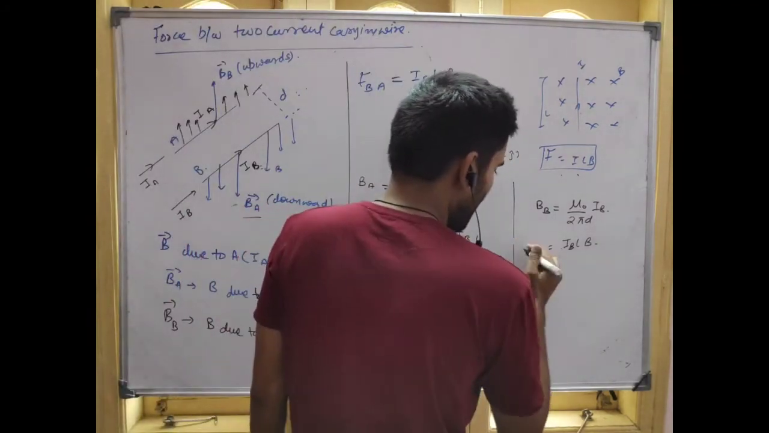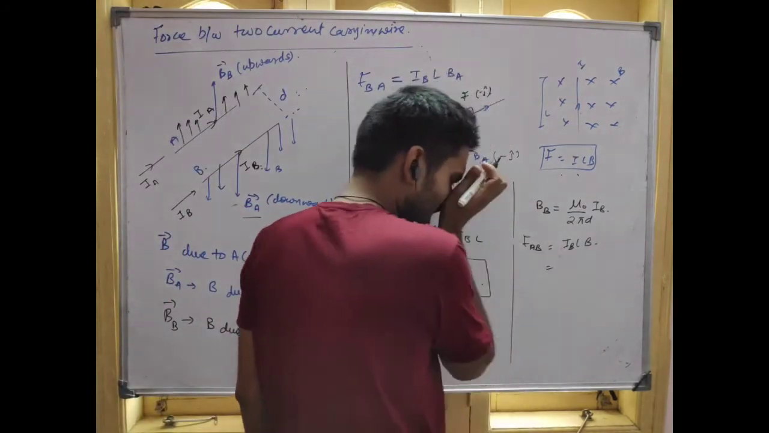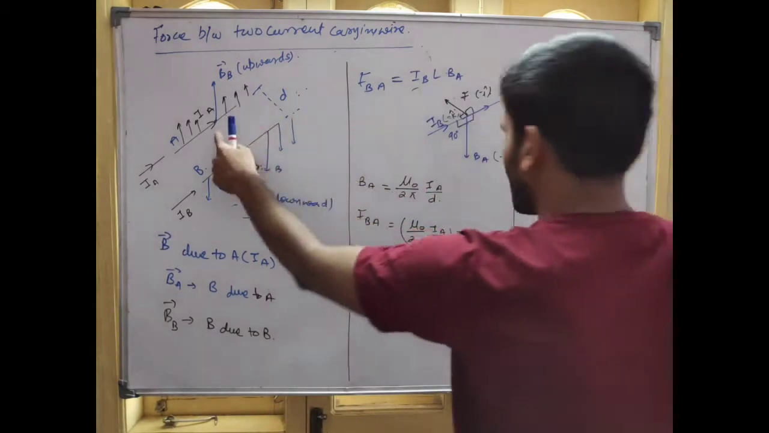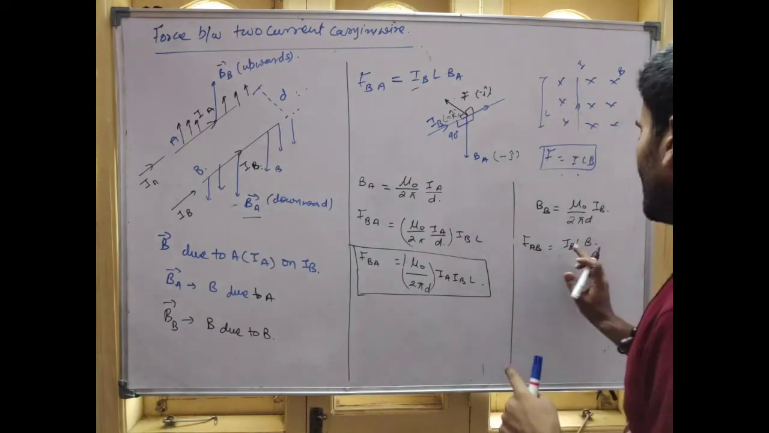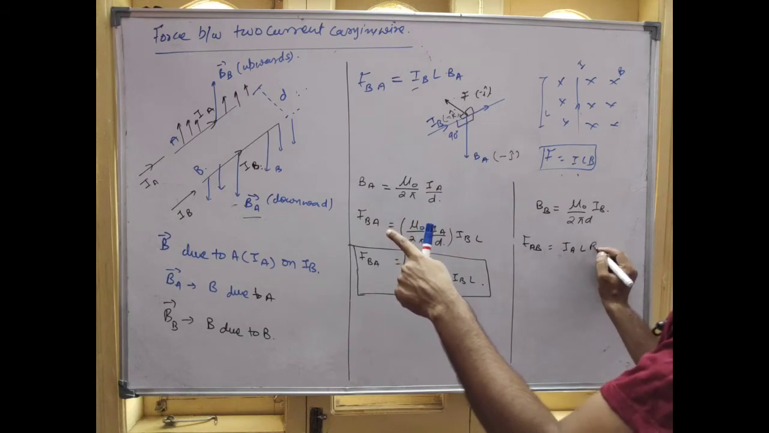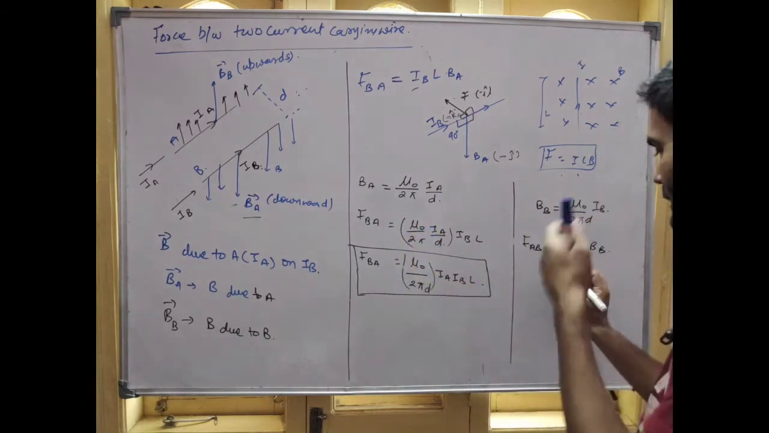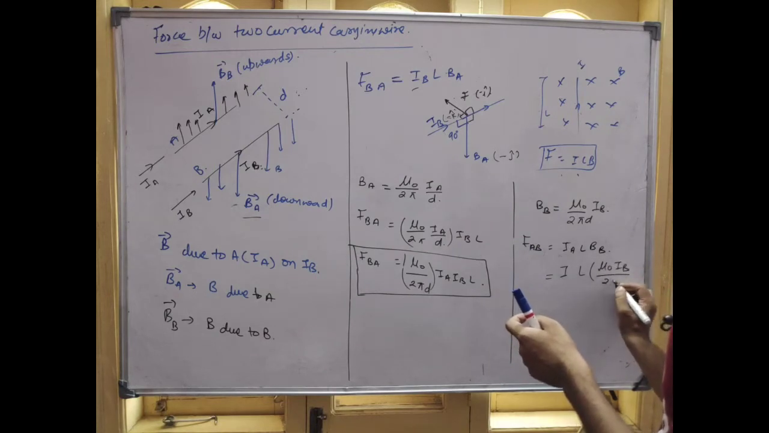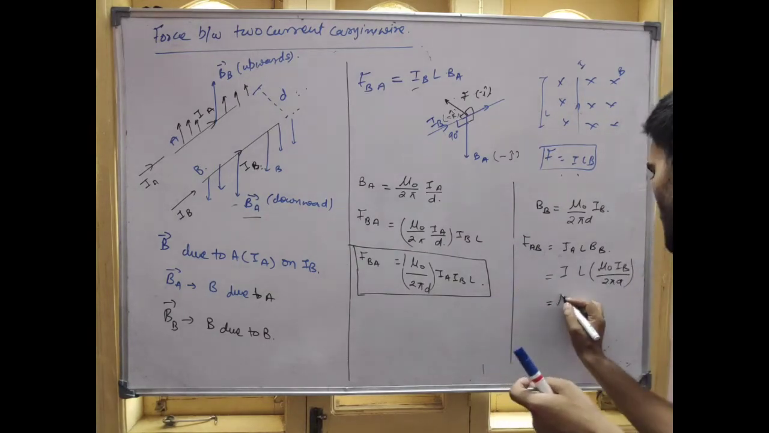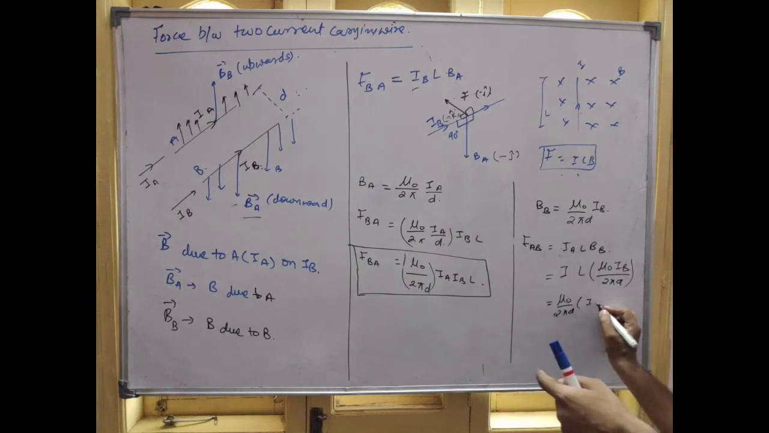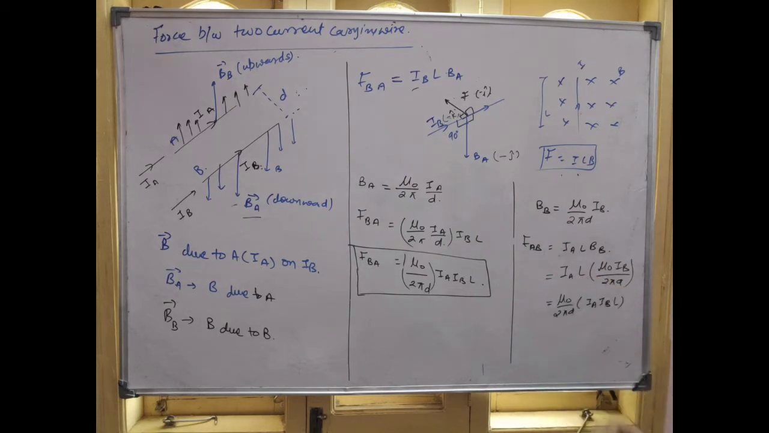Sorry, this is F_AB, the force on A because of B. So it will be I_A L B_B. And B_B is how much? Mu naught I_B by 2 pi d. So it will be mu naught by 2 pi d into I_A I_B into L. Is the point clear?